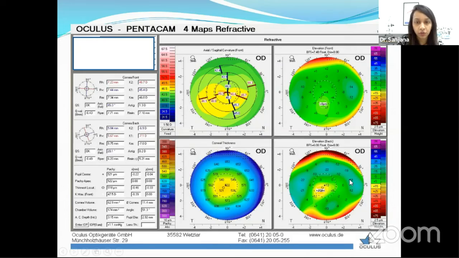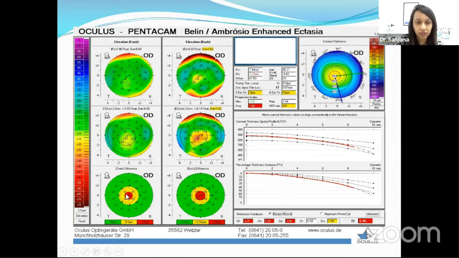Now, let us look at the Belin-Ambrosio display of the same map, where we get better detail. Here we see a typical finding on the posterior elevation map, represented in red. We also see the difference map on the anterior showing red. So this indicates that there is definitely anterior and posterior elevation beyond what is considered normal. We see certain values in red and yellow as well. The pachymetry is also a little on the lower side, and the K max is a little on the higher side. So, taking into consideration the patient's age and the power, we need to be more careful when we choose these patients for refractive surgery.